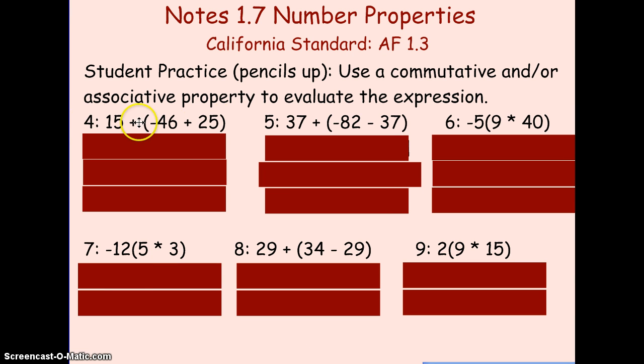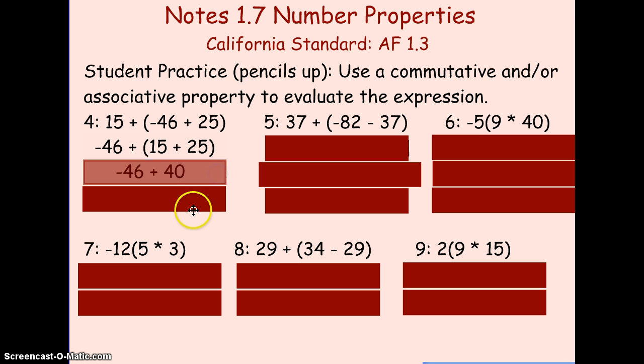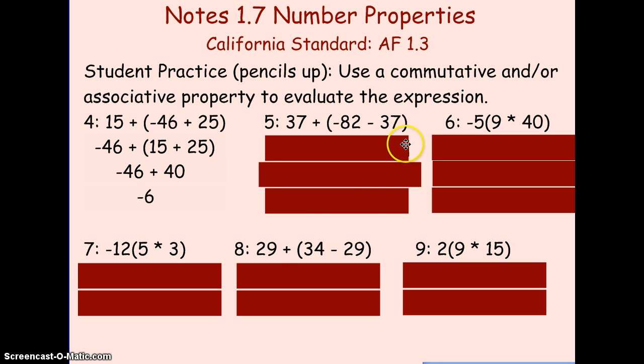I notice I've got positives and negatives mixed up. So I want to change the order. So that means I use the commutative property so that my positives are together and my negative is separate. Then I can add and secretly subtract. Okay, in this problem here, I notice I've got subtraction. So first things first, I need to take care of that subtraction.